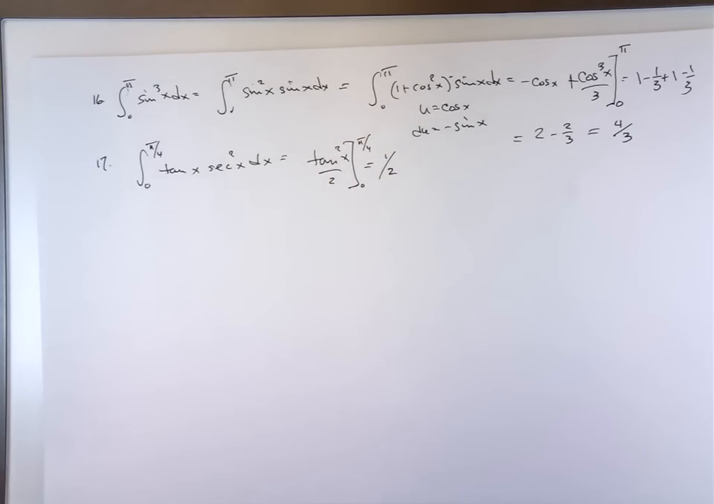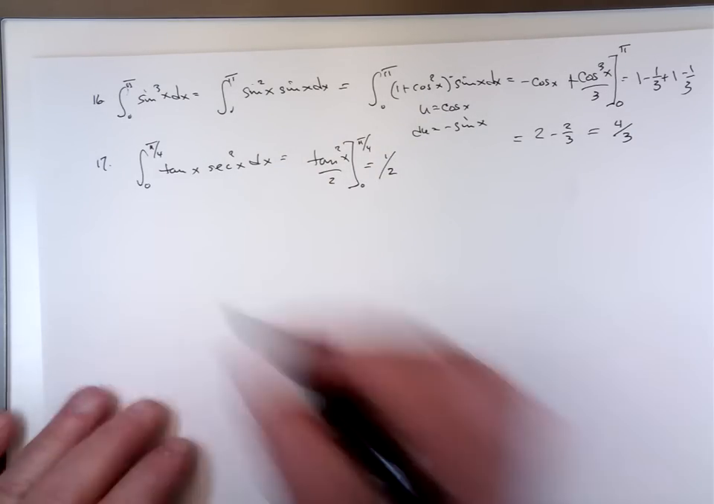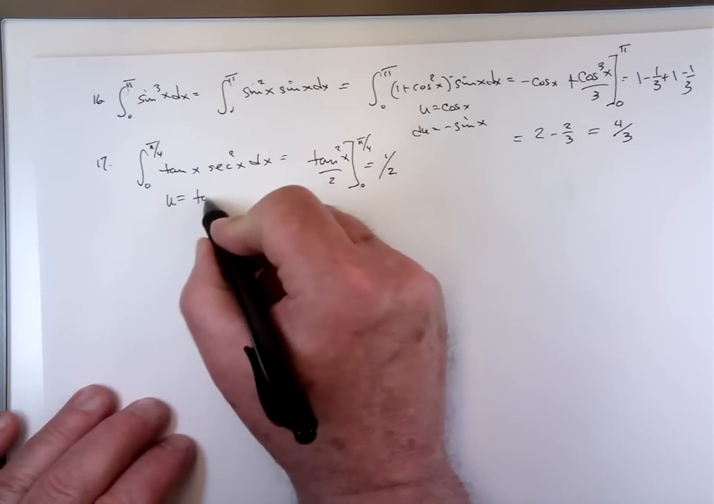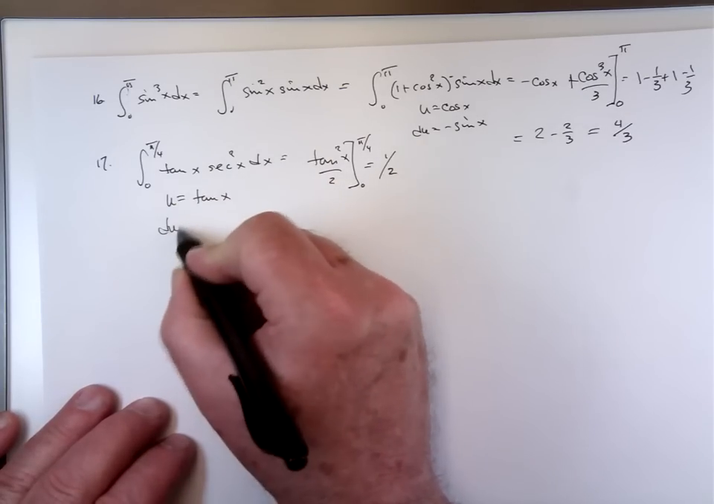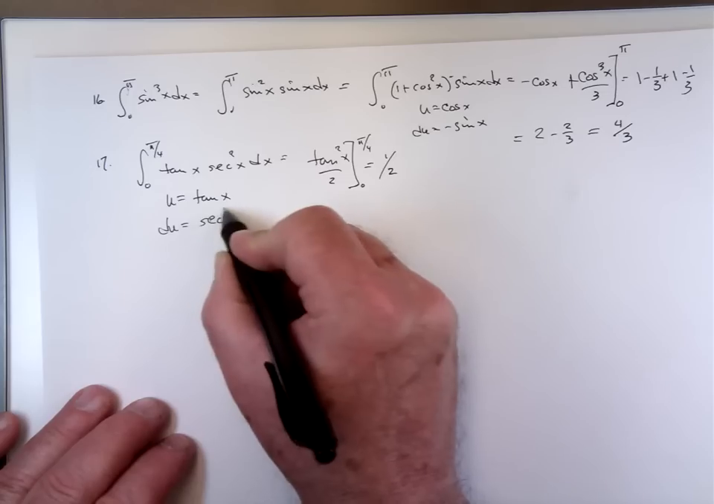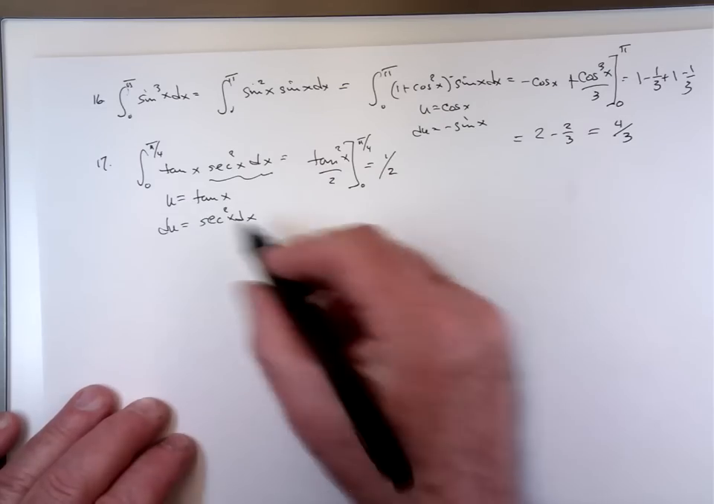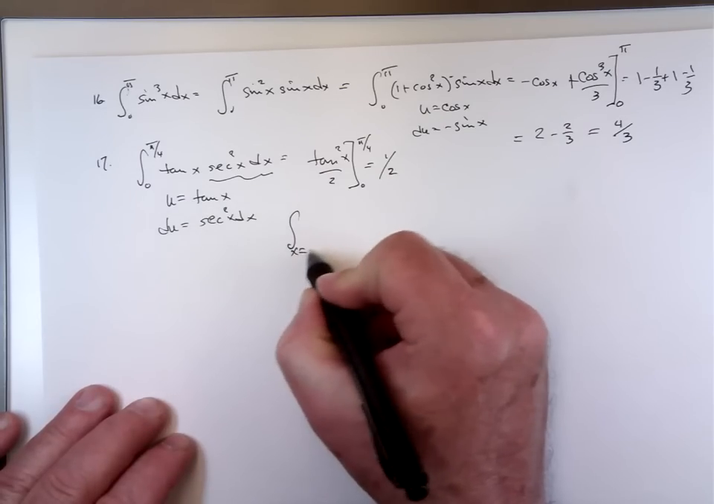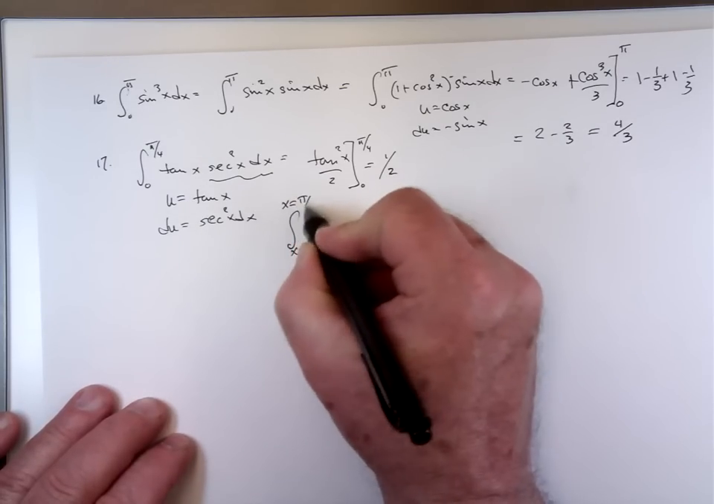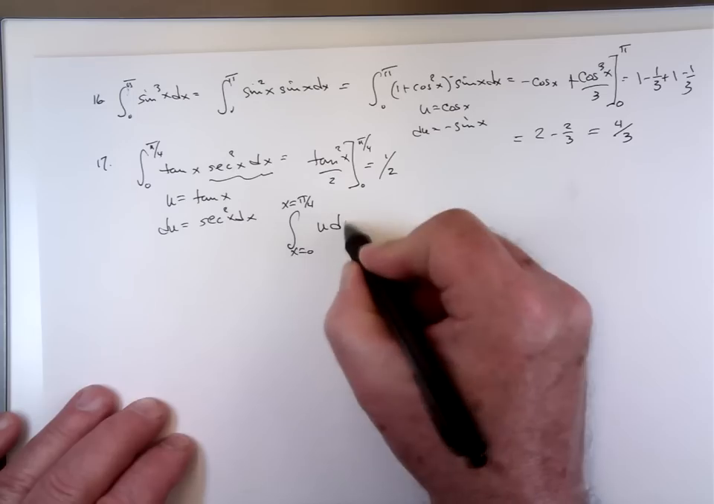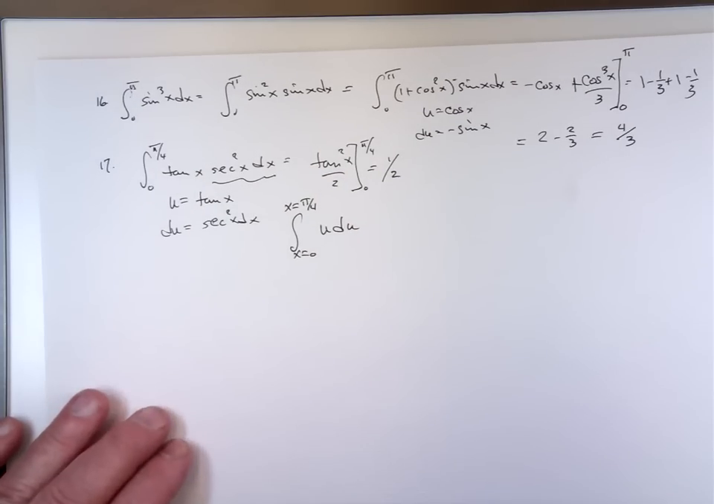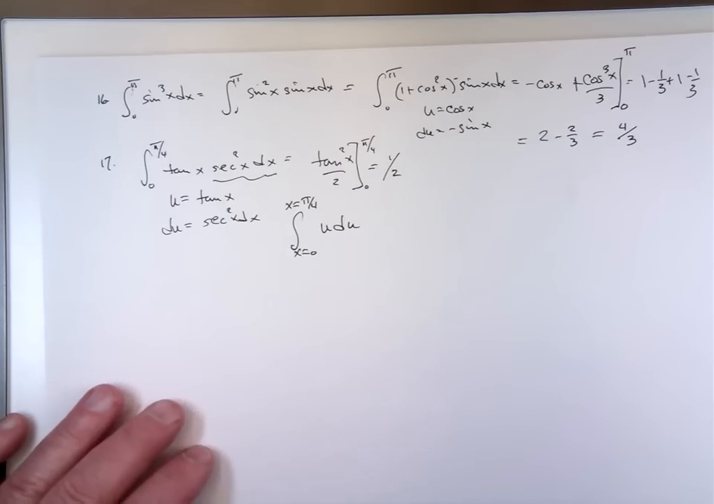I don't understand. What? Okay, here. Let u equal tangent. The du is secant squared. You've got that du right here. That integral becomes the integral as x goes from 0 to pi over 4, u du, because you've got that du to go with it.